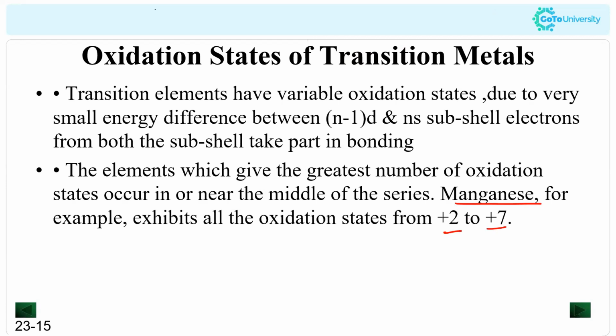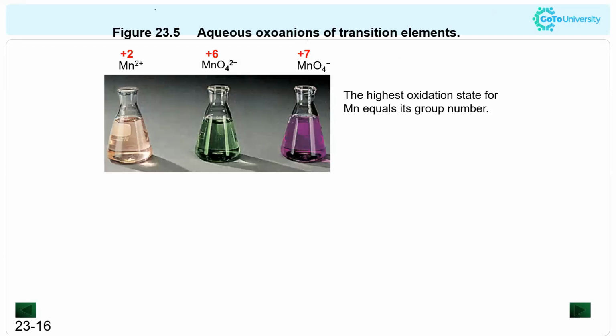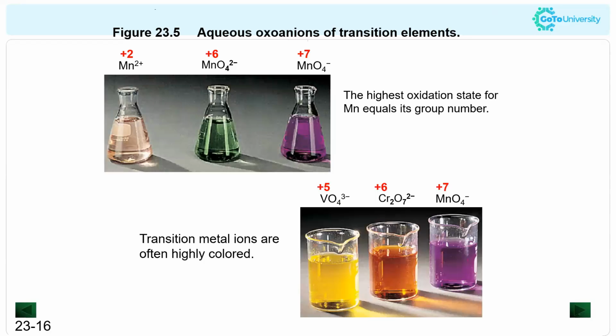Okay, that is one important point. They can show from plus 2 to plus 7. Now, if you see these compounds, when the oxidation state is changing, their color is also changing, right? In the case of manganese, see the color when they have plus 2 oxidation state. When they are in plus 6, this is green color, plus 7 is purple color. This is how they change color depending on their oxidation states.